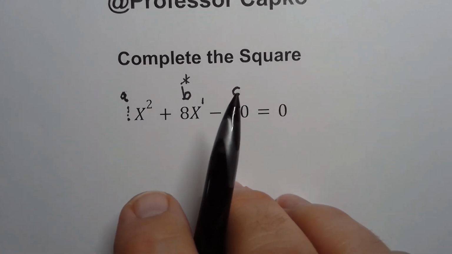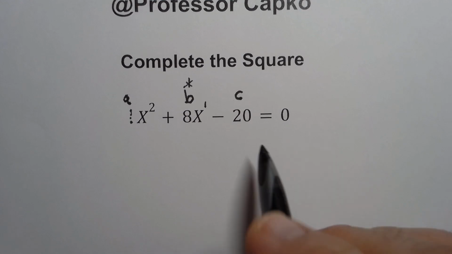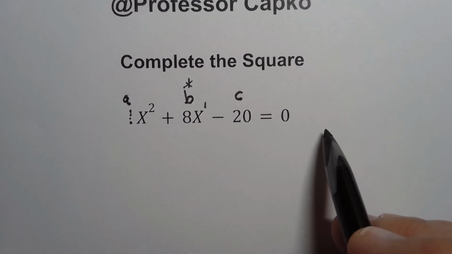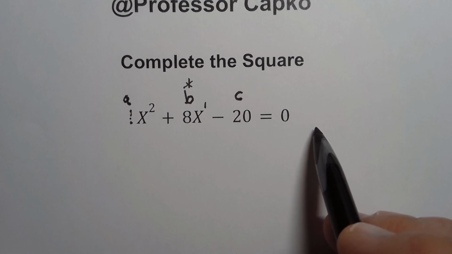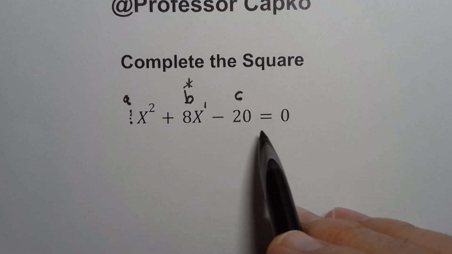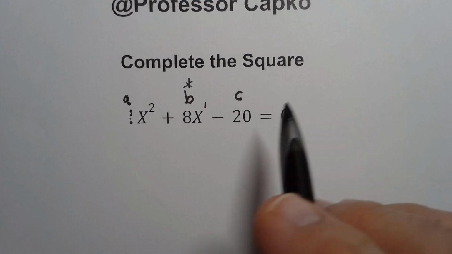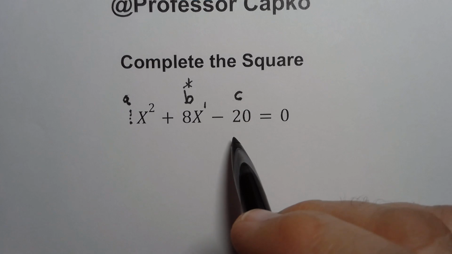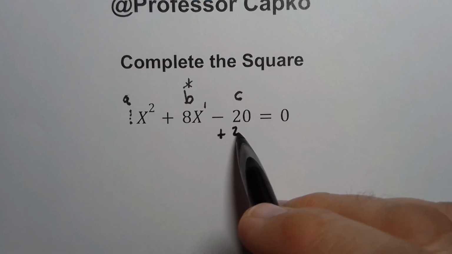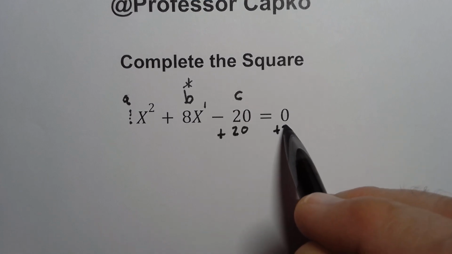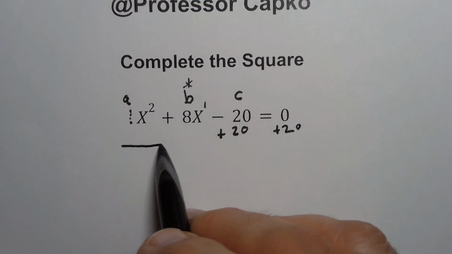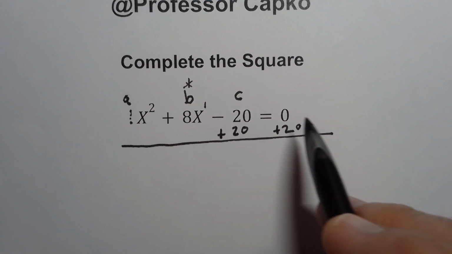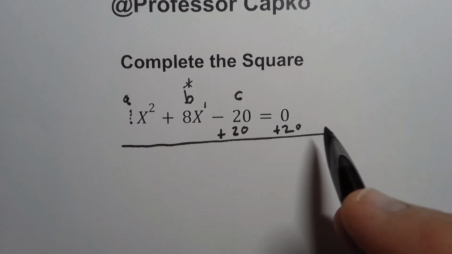The first step in completing the square is always to move the c term to the other side of the equal sign. We're moving it from this side to that side. And we do that by doing the opposite of what's here. So in this case, we're subtracting 20, so we're going to add 20. And if we do it to one side, we're going to do it to the other. Another quick way to do it is whatever sign this is, put the opposite sign in front of it over here.